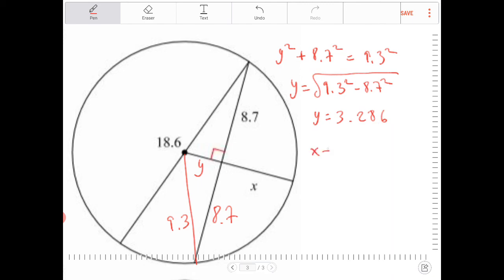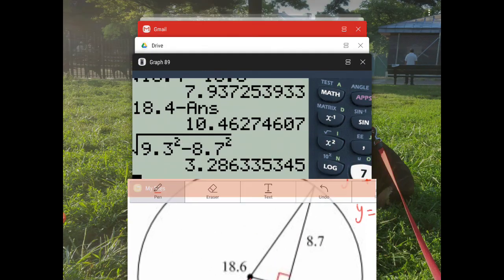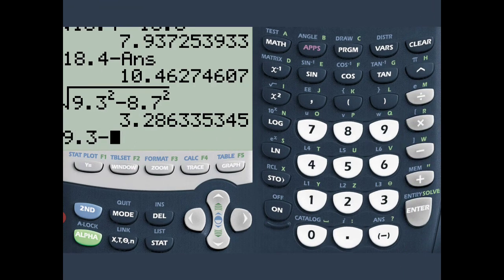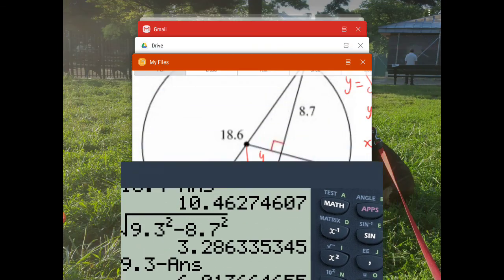And x plus y is equal to 9.3. X will equal 9.3 minus 3.286. 9.3 minus 3.286 is 6.01, or just 6.